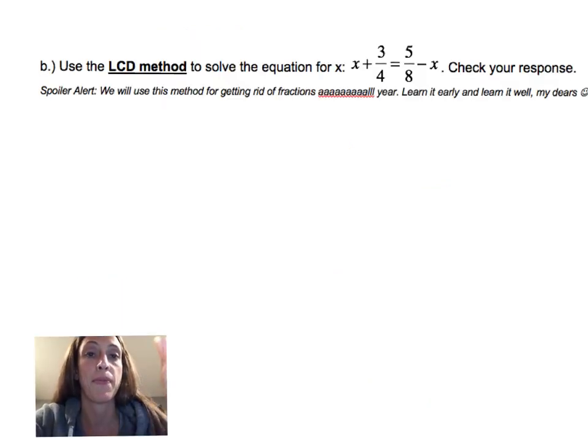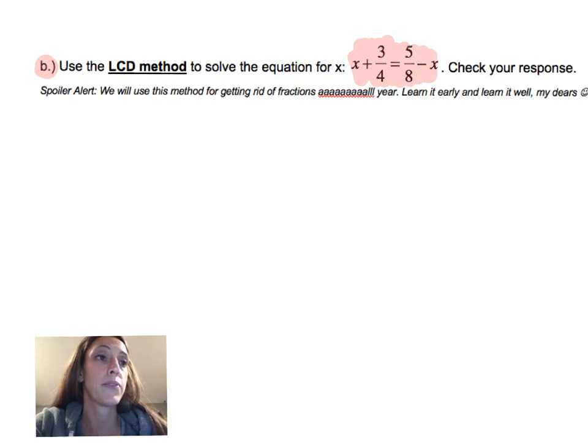Part B. Part B, I'm going to jot that down, and then I need you to jot down this equation: x plus 3/4 equals 5/8 minus x. You see that right there? That problem has fractions in it. We're going to use a special technique, and we're going to use this method.